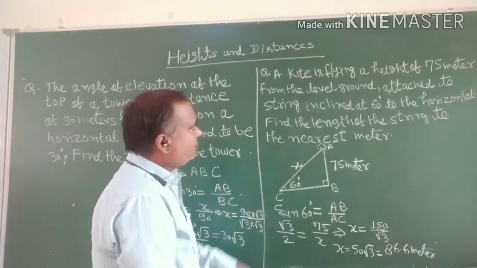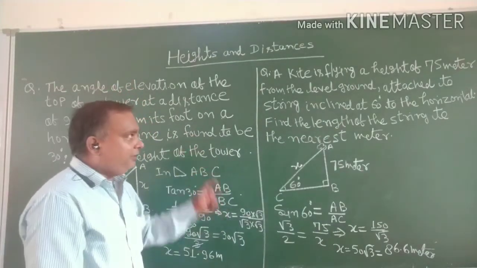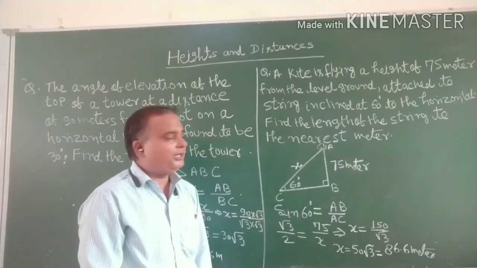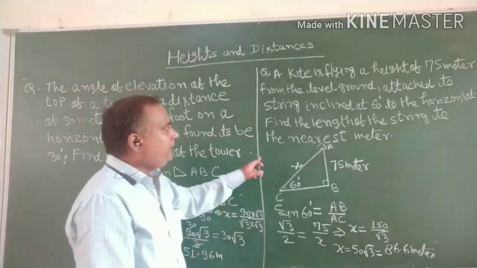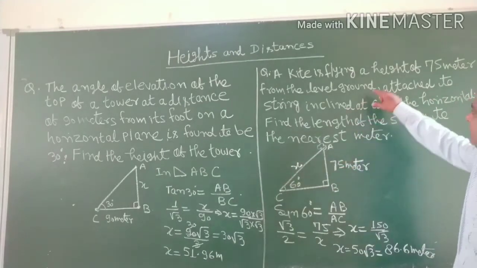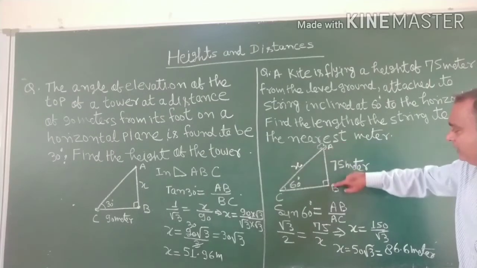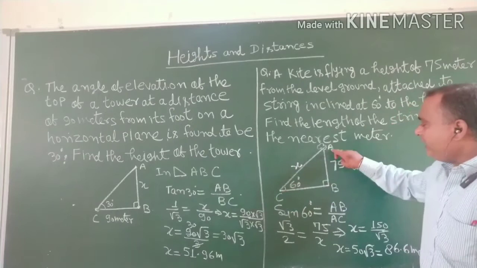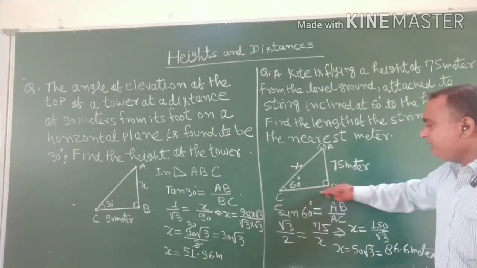Now next question. A kite is flying at a height of 75 meter from the level ground, attached to the string inclined at 60 degree to the horizontal. Find the length of the string to the nearest meter. Let it is the kite, and the height from the ground that is 75 meter. So we can say AB that is the height, that is 75 meter. CA or AC that is the length of string, and BC that is the horizontal line.